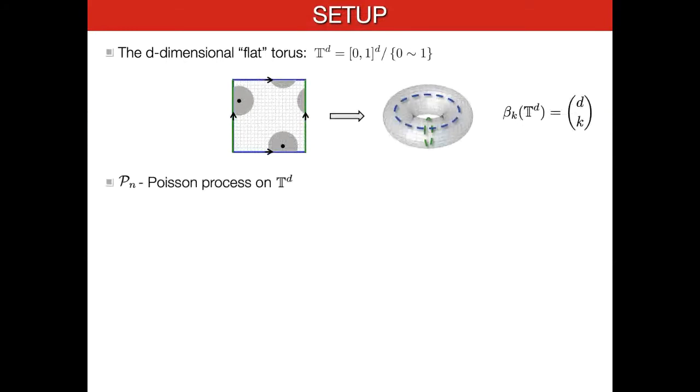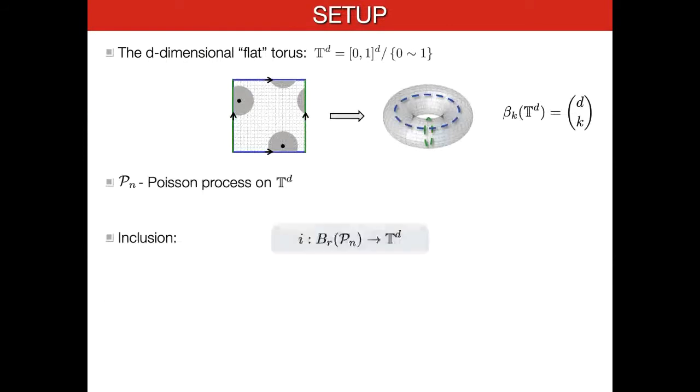And it's also mathematically very nice to work with. We're going to generate a point process on this d-dimensional torus in the same way as I told you before. You pick n points at random. And now I want to make the definition of a giant cycle more precise.